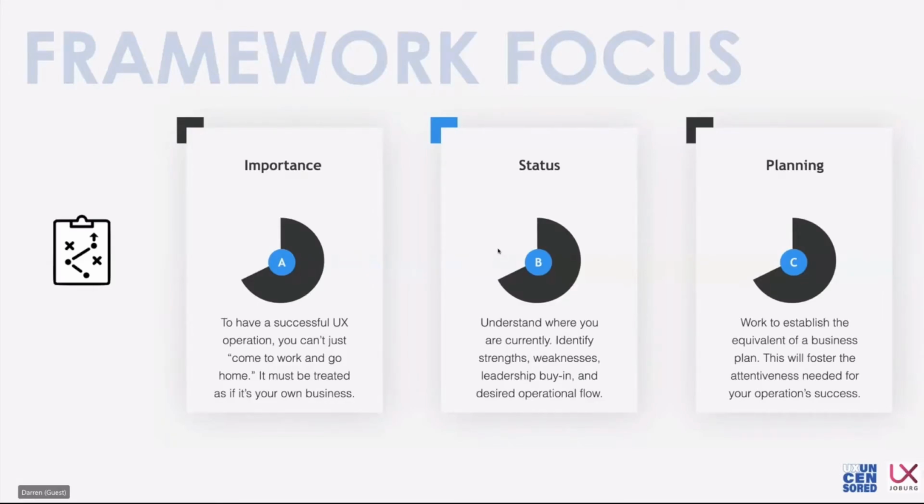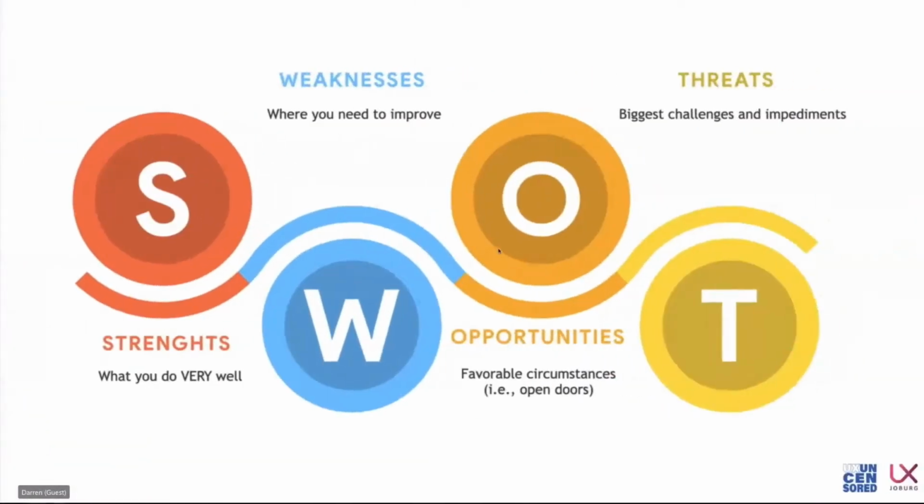So understand where you are currently. You want to see your status, identifying these strengths, weaknesses, how good the leadership buy-in is, and what your desired operational flow and impact is. Make sure you're aware of all those things. And from a planning perspective, work to establish the equivalent of a business plan. Just like you have business plans in the world, in order to foster success, you need a business plan for your own UX operation, your own UX team. And this will foster greater attention, if needed, to your operation's success. It'll pave the way for doing better and getting more done.